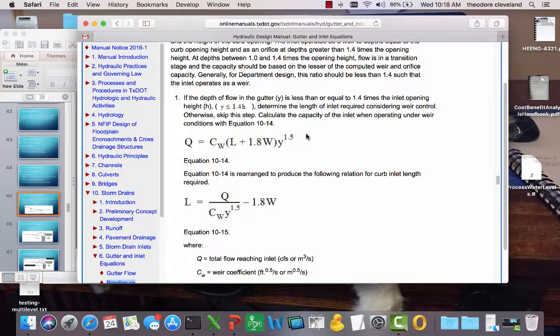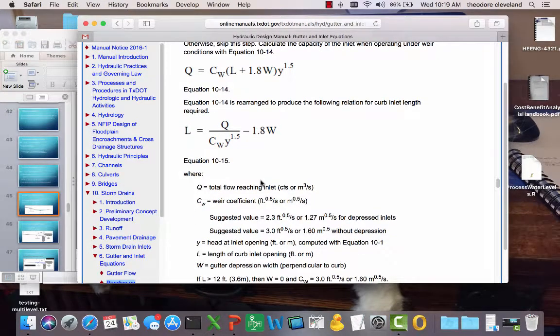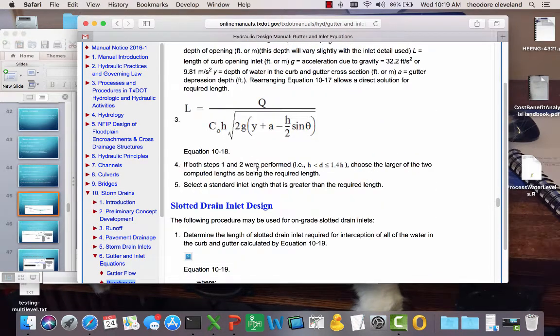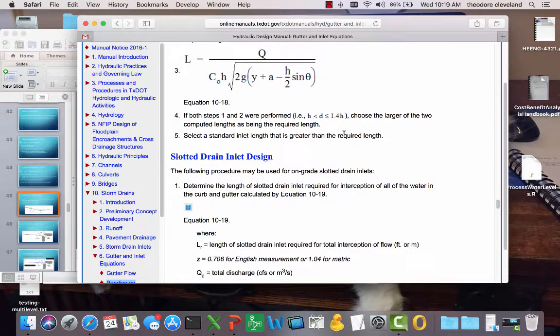If you're in a sag configuration, you determine if the flow depth is below or above the height of the inlet opening. If it's 1.4 times the height or less, you're going to use the weir type equation. If it's bigger than that, you use the orifice equation. If there are going to be variable flows, you will ultimately use both. Then select an inlet length that's equal to or greater than the required length. That's a standard inlet length, meaning it's going to be an increment of 5 feet.